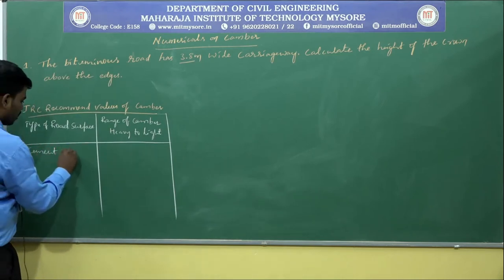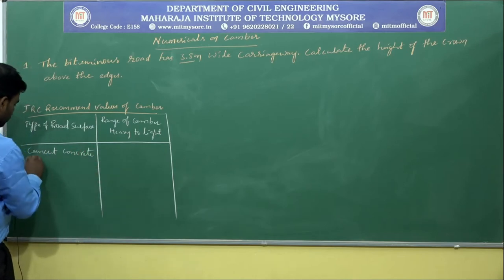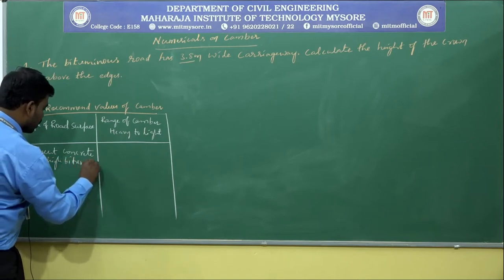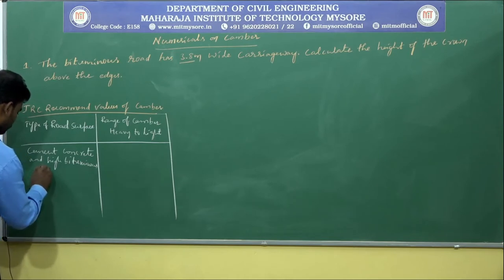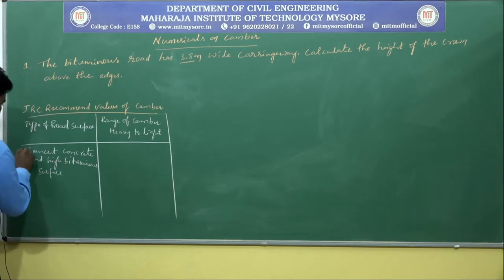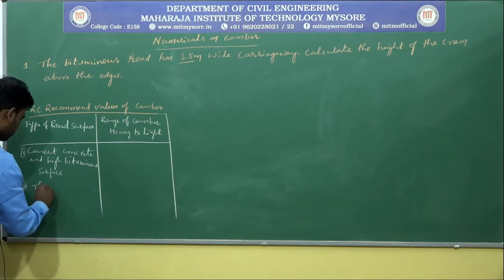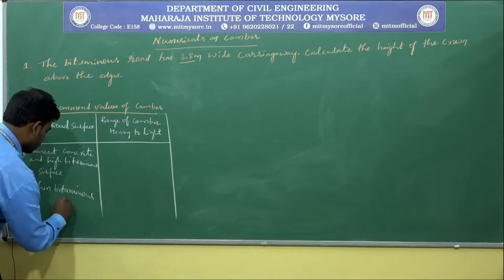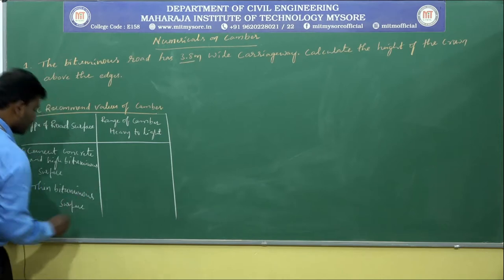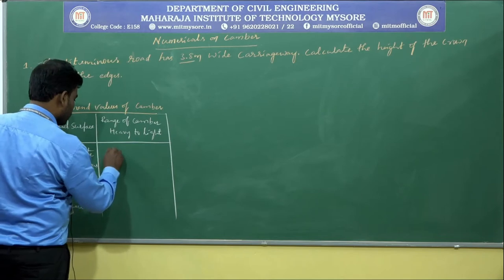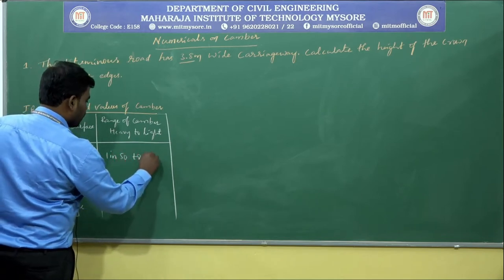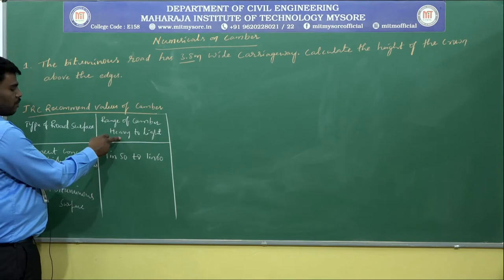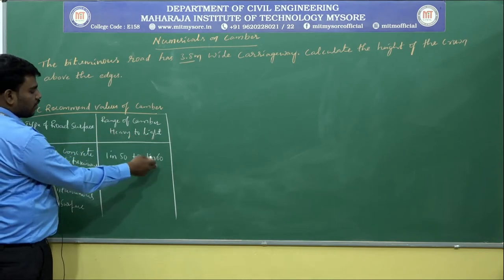For cement concrete and high bituminous surface, this is the first one. Second one is the thin bituminous surface. For heavy to light, for the first one it is 1 in 50 to 1 in 60. That means for cement concrete and high bituminous surface, if the rainfall is heavy in the respective locality, you have to take 1 in 50. If the rainfall is light, you have to take 1 in 60.